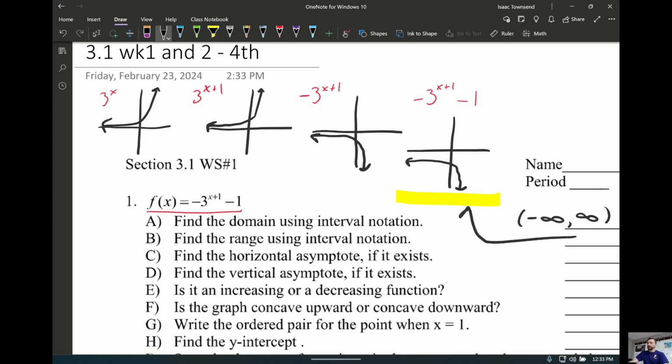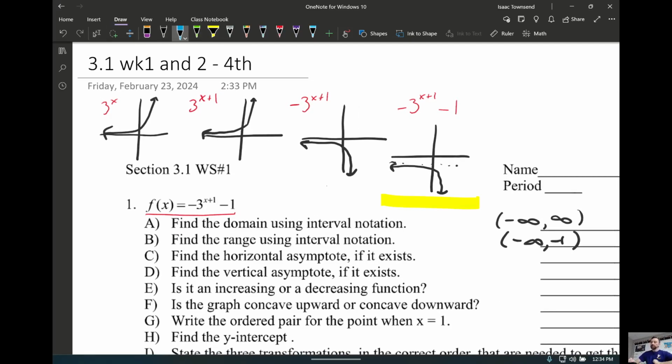If you try to answer the range based on this graph, you might miss it, and that's why I think it helps to have these here. What is the range of the parent graph? 0 to infinity. You shift it left 1, still 0 to infinity. You flip it over the x-axis, now it's -infinity to 0. And then you shift it down 1, now it's -infinity to -1. That's where I think having these previous steps lets you think about how it changes, and then it's a lot easier to answer.